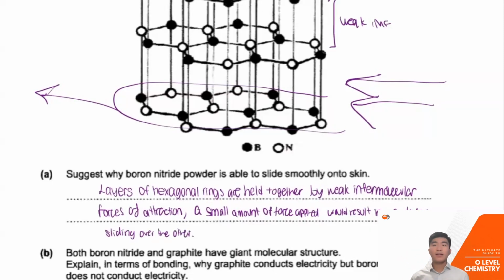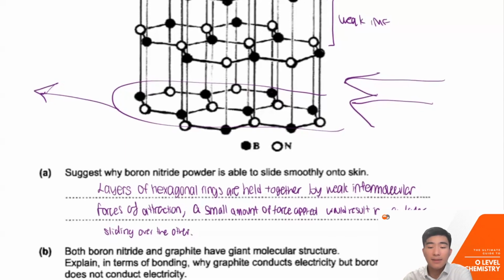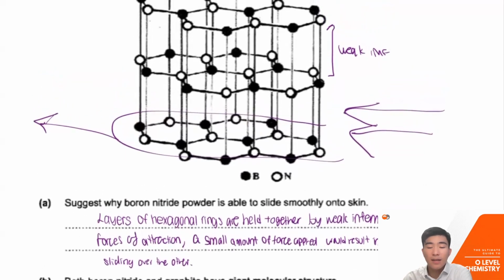Because you tell them that there is a layer, there's a force applied, then there'll be a layer of atoms that slide over one another.